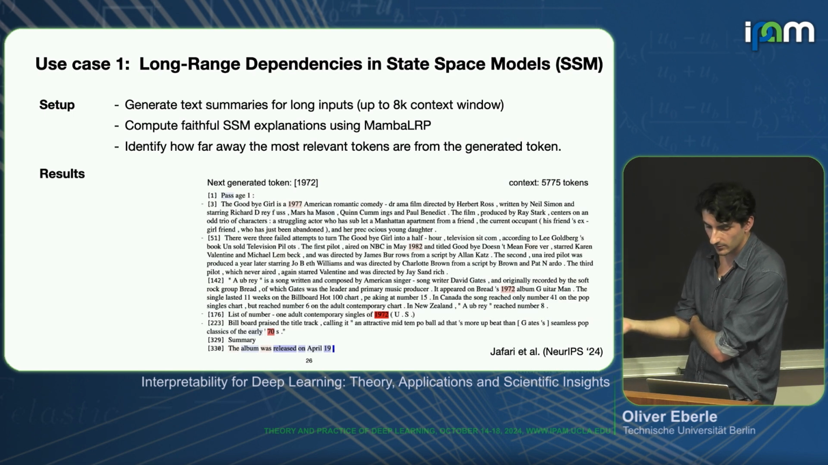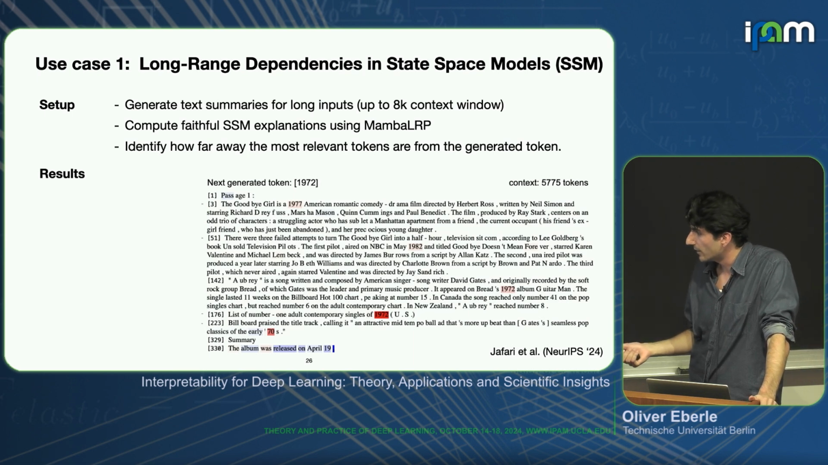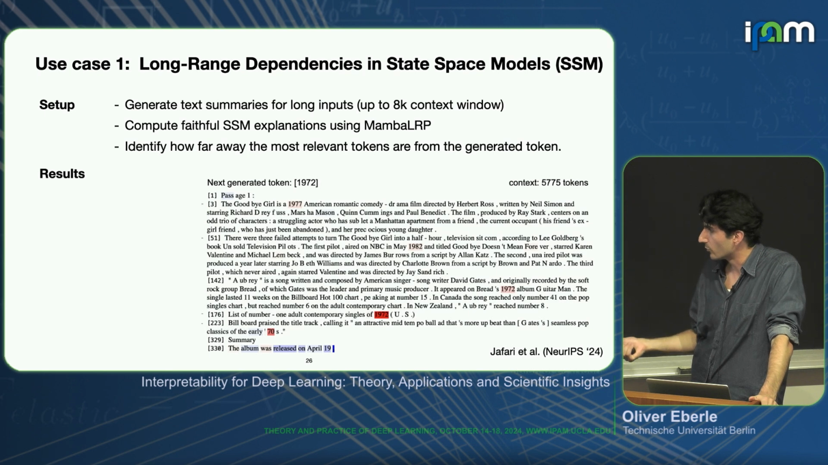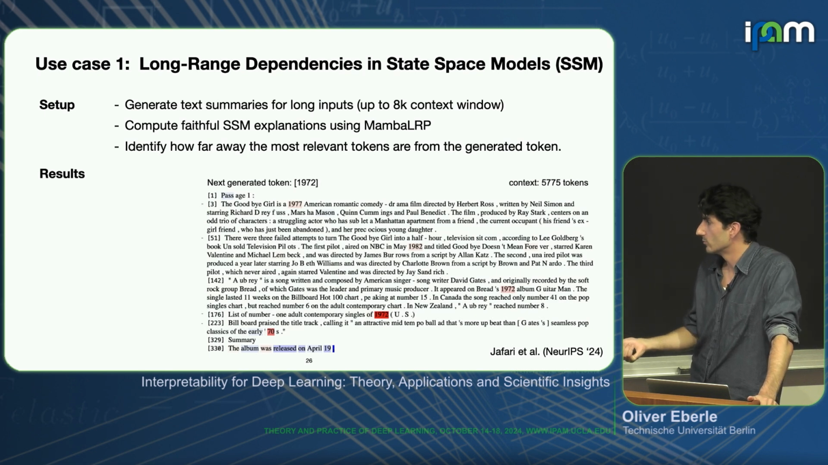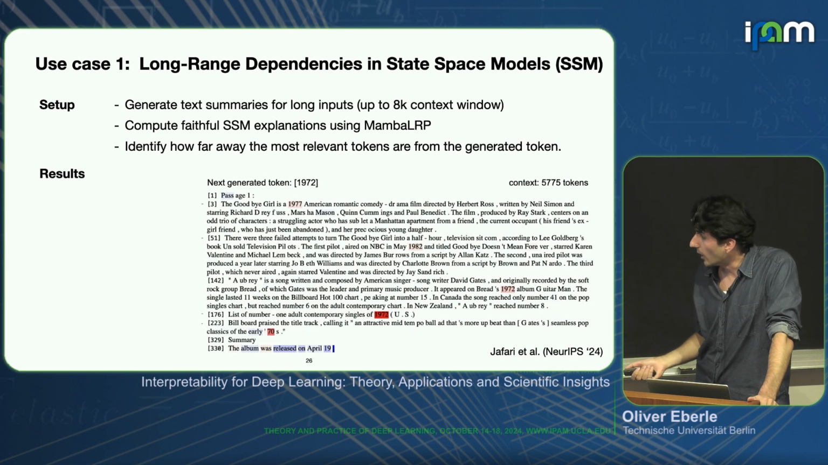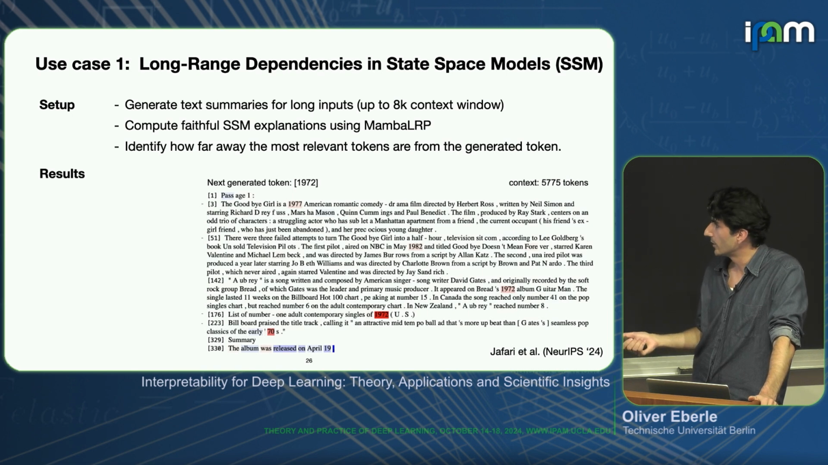And yeah, we asked the model, so it's an instruction model, so it can basically solve different tasks. And we asked basically for a summary of this whole paragraph, in order to check if it's able to use information that was presented to it at the very beginning, in contrast to more towards the end. So the summary is something like "the album was released in April 19...", and it predicts the "72" as the next token.